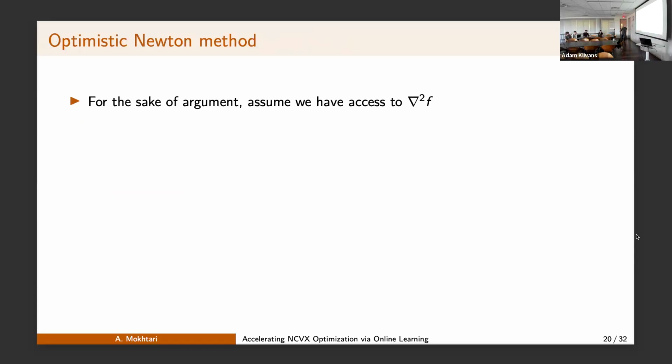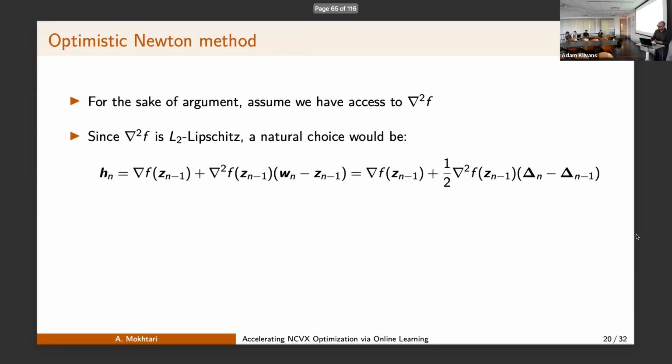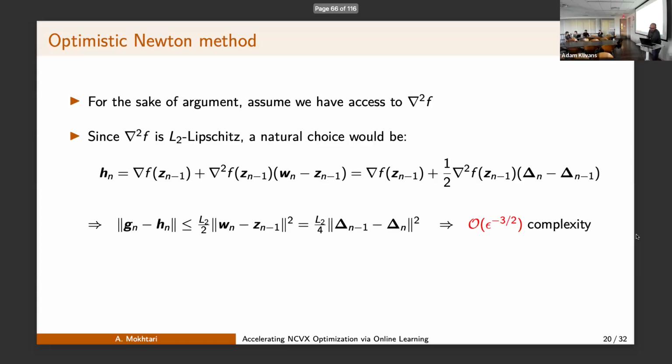Now suppose I tell you that you have access to the Hessian. If you had access to the Hessian, what would be your hint function? It would be the gradient approximation around the next middle point that you're predicting, using the Hessian for that. Instead of just using the gradient, the hint would have the additional term of Hessian times its linearization.